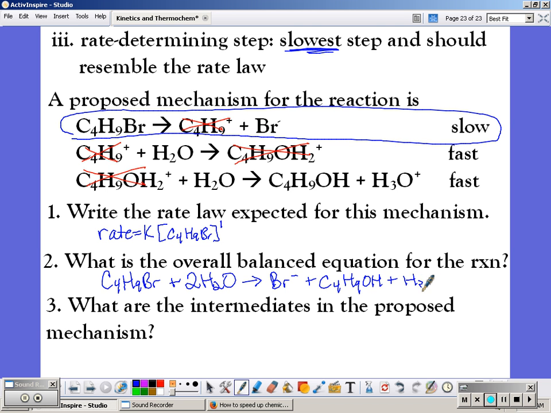Now the intermediate would be something that's not a reactant and not a product. So it's the things that we actually canceled out. So C4H9 plus is not a reactant or a product, so that's an intermediate. And C4H9OH2 plus, again, not a reactant, not a product, so it's an intermediate.